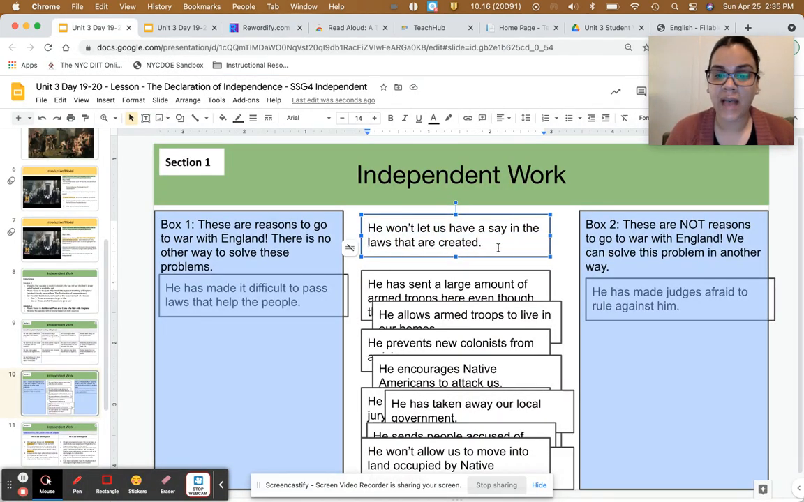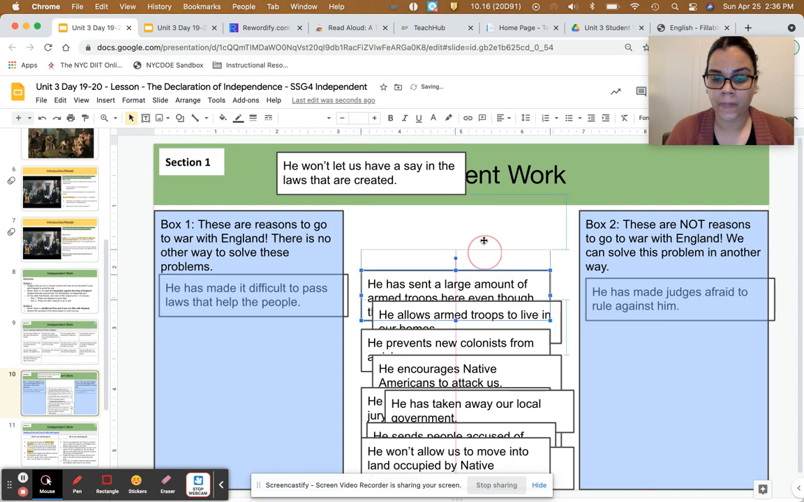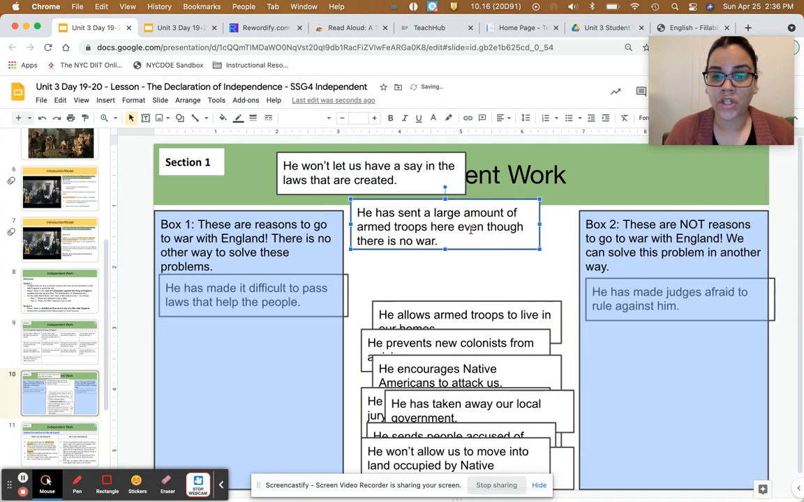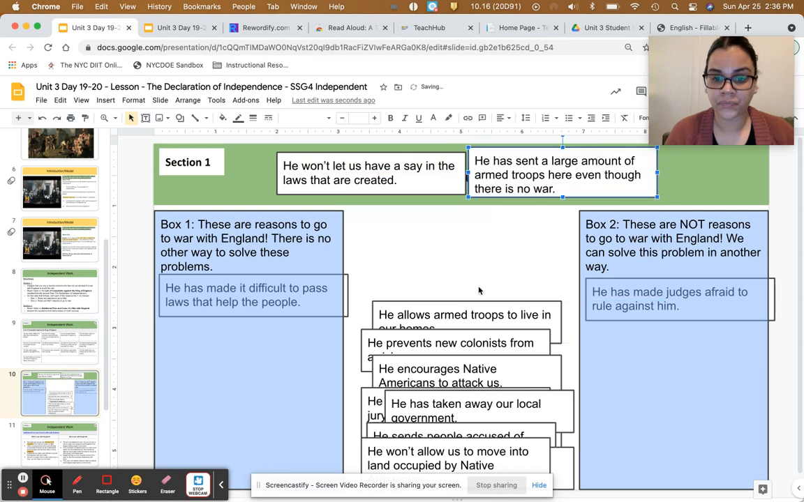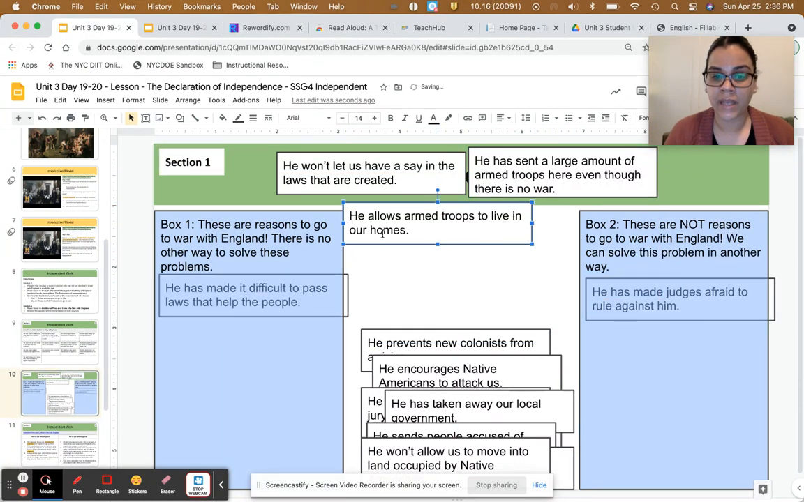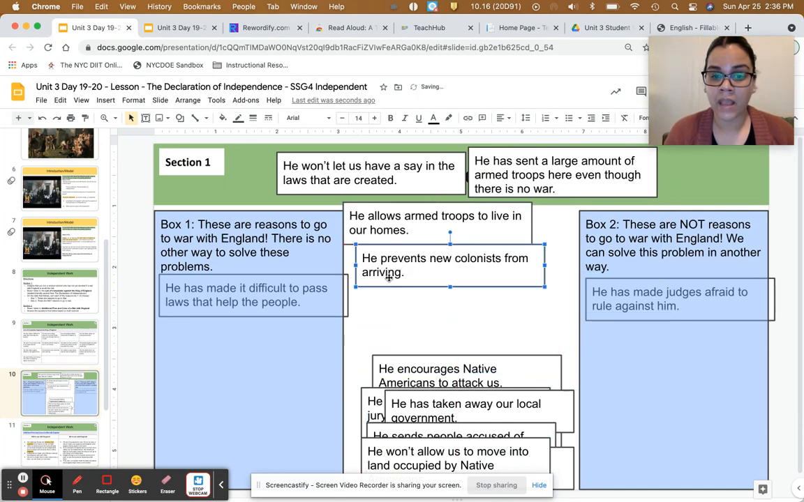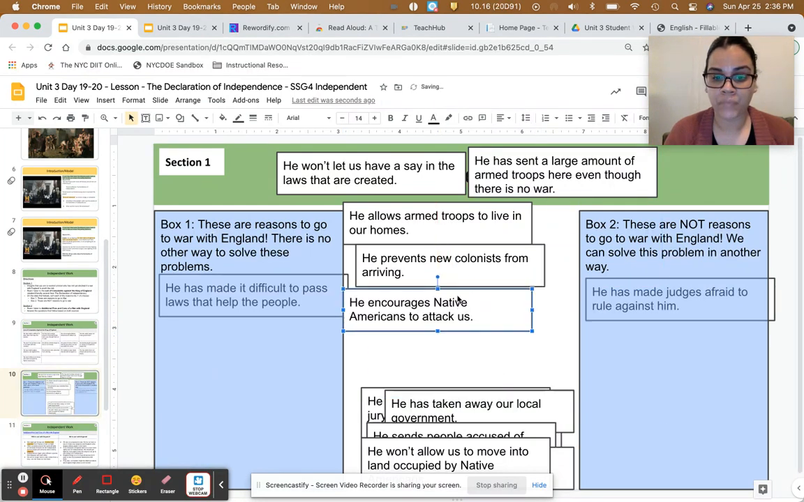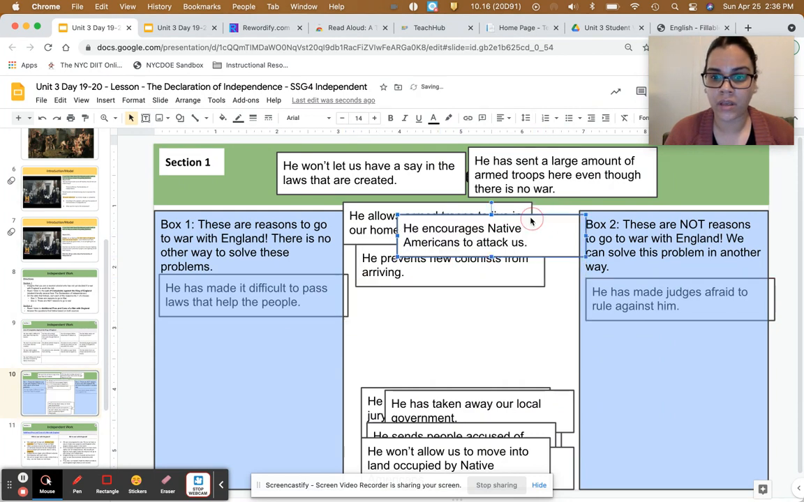Okay. He won't let us have a say in the laws that are created. Put that up here. He has sent a large amount of armed troops or soldiers here, even though there is no war. Where do you think that would go? He allows armed troops to live in our homes. He prevents new colonists from arriving, or he stops new colonists from coming to live in the 13 colonies. He encourages Native Americans to attack us, meaning he's okay with it. He wants it to happen.